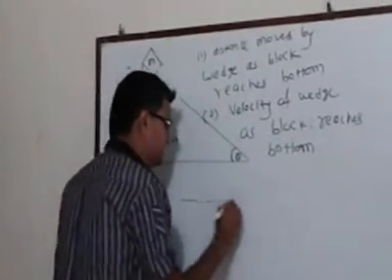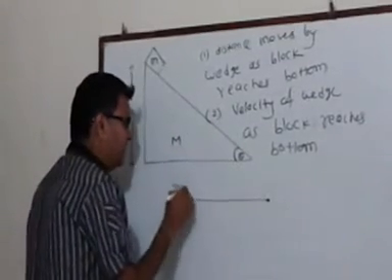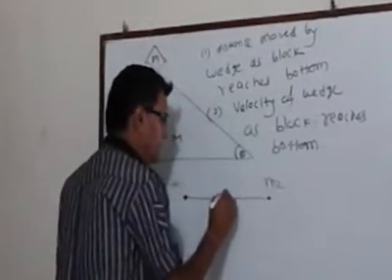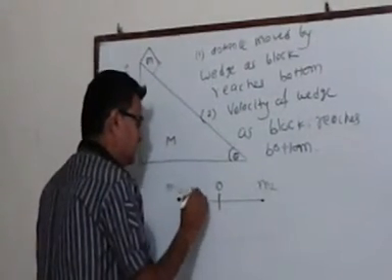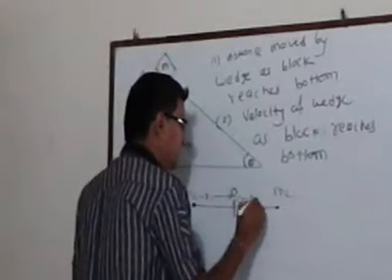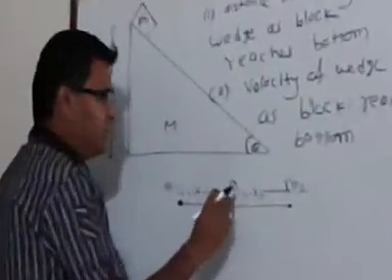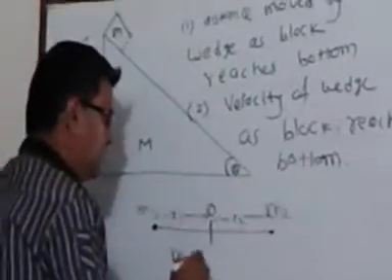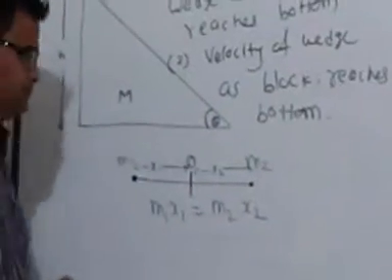Let us assume that there are two particles, say M1 and M2. This is the center of mass located at O. The distance x1 is here and the distance x2 is here. Obviously, by the definition of center of mass, we have M1 x1 equal to M2 x2.